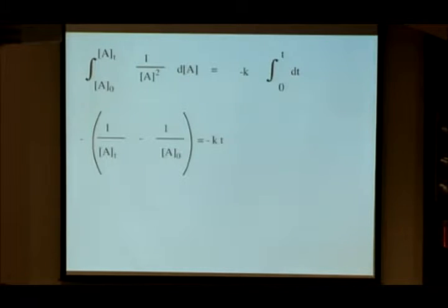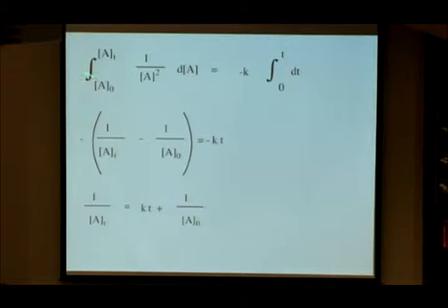If you want to look at these, the back of your textbook has all of these conversions if you want to look at them. So we're going to solve that integral. Now we have minus parentheses 1 over the concentration of A at some time t minus 1 over the original concentration equals minus kt. We can get rid of some of these minus signs.